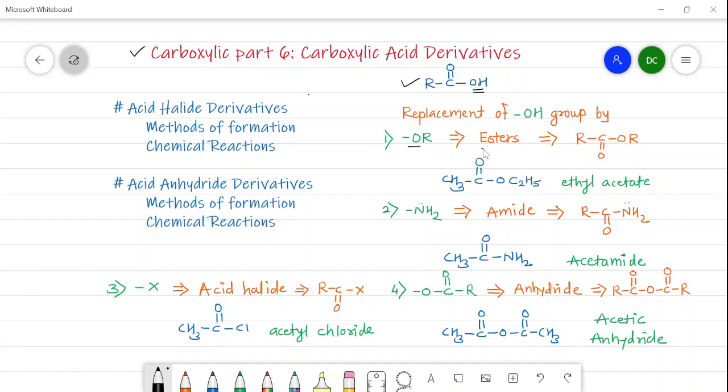Then we get an ester, which has the formula RCOOR. OH is replaced by OR. The example is ethyl acetate. When this OH group is replaced by NH2, we get an amide, and the general formula is RCONH2. The example is acetamide. So this is about the ester and amide.